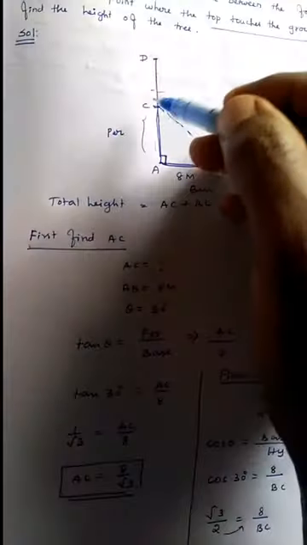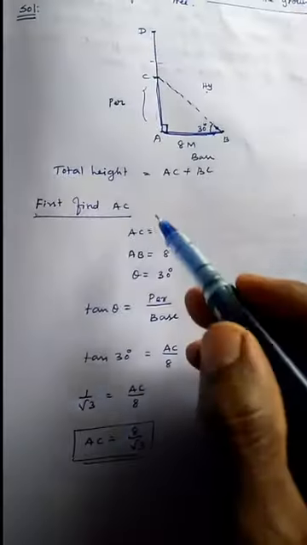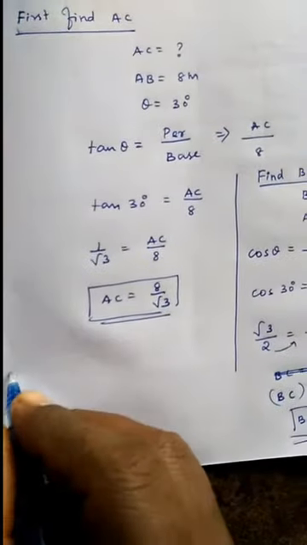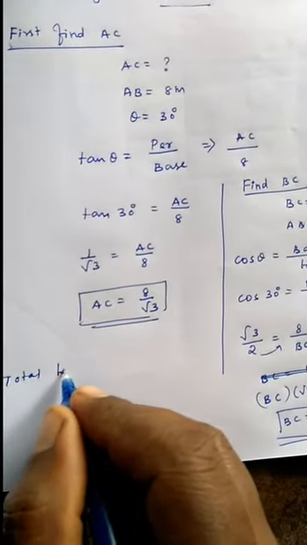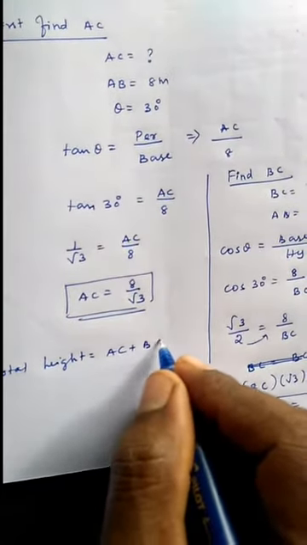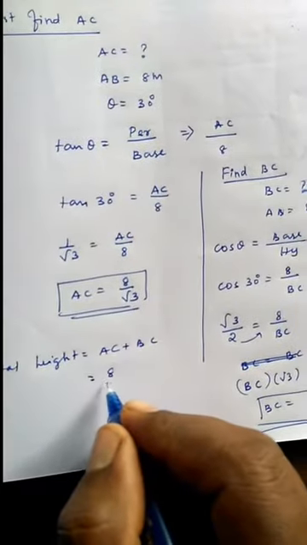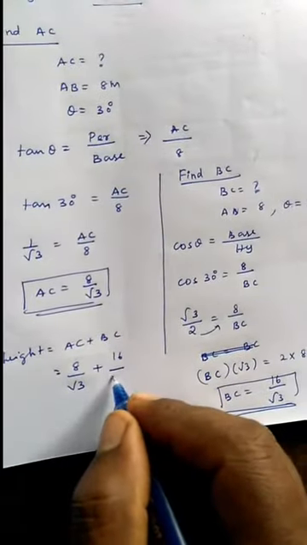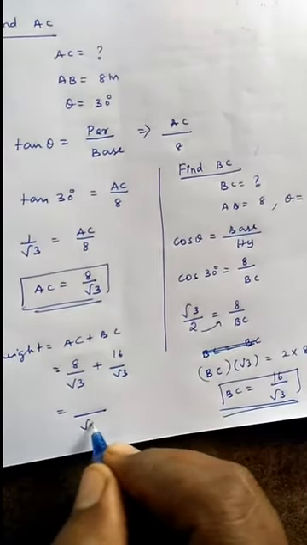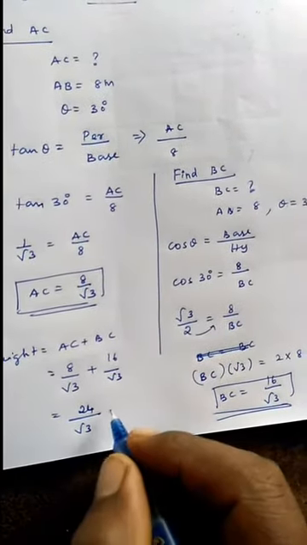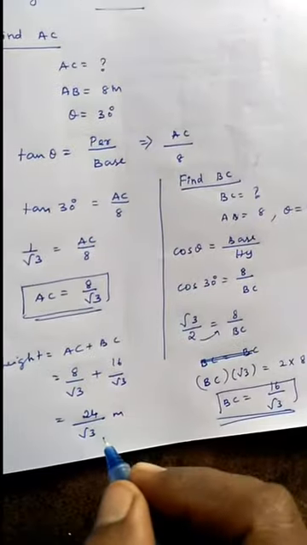Now you got the AC value and BC value. If you want total height, what we have to do? We have to add the remaining part and the broken part. So total height equal to AC plus BC only. So AC value we know already, and BC value we got now, 16 by root 3. So take the common denominator, add the numerators, get 24. So 24 by root 3 is the answer.